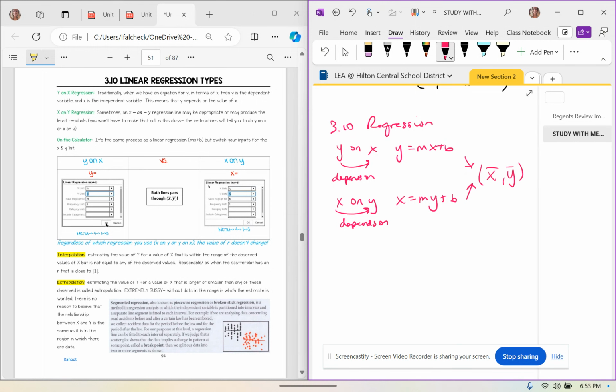X bar, Y bar. And the way that you can find that point, if it's not given, is you can do 2 var stats if you have an even number of X's and Y's, or you can just calculate individually with 1 var stats if you have maybe more X's than Y's.